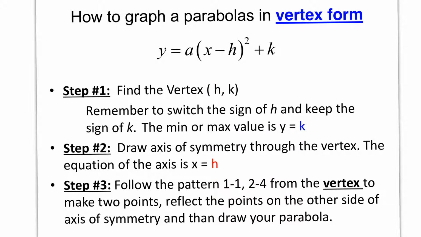And step number 3, you guys will follow the pattern 1, 1, 2, 4 from the vertex to make 2 points, reflect the points on the other side of the axis of symmetry, and then you guys connect the points to draw your parabola. Now the steps are very similar to when you graph a parabola or quadratic function in standard form. Standard form is y equals ax squared plus bx plus c, but the way you guys find the vertex is a little bit easier when it's in vertex form. It's kind of already given to you. The axis of symmetry is still the same as standard form or vertex form, and the pattern is the same, 1, 1, 2, 4. So we are going to use those same steps, but it is in vertex form.